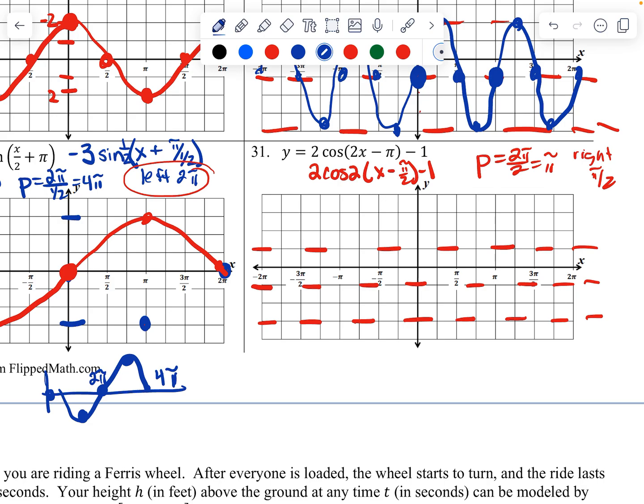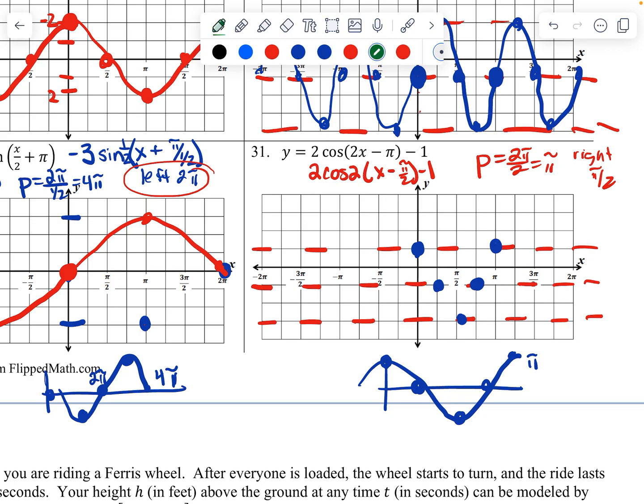So cosine usually starts high, mid, low, mid, high. And again, I know that this is pi. So it starts high, it comes back at pi. So right in the middle, it's got to be low. All right, so there it is.